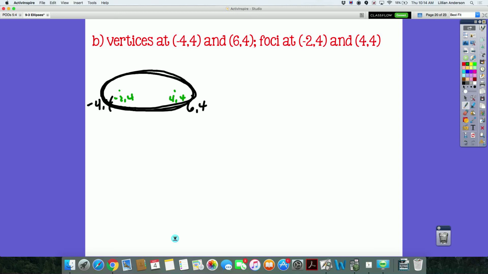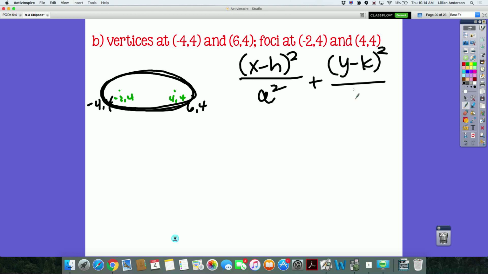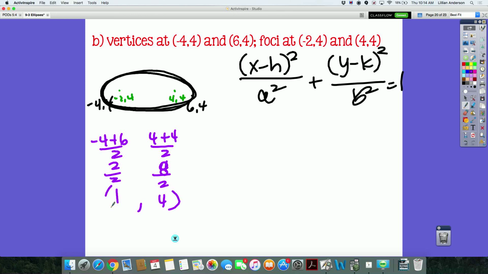So let's go ahead and find our center. Since this is horizontal, our a squared is going to be underneath our x's. Our b squared is going to be underneath our y's. To find our center, we're going to take the x's, add them up, divide by 2. So that's going to be a positive 2 over 2, which is a 1. We'll do the same thing with our y's, but since it's basically the same number, it's going to be 4. So our center is at 1, 4. So for h, I'm going to plug in 1. For k, I'm going to plug in 4.